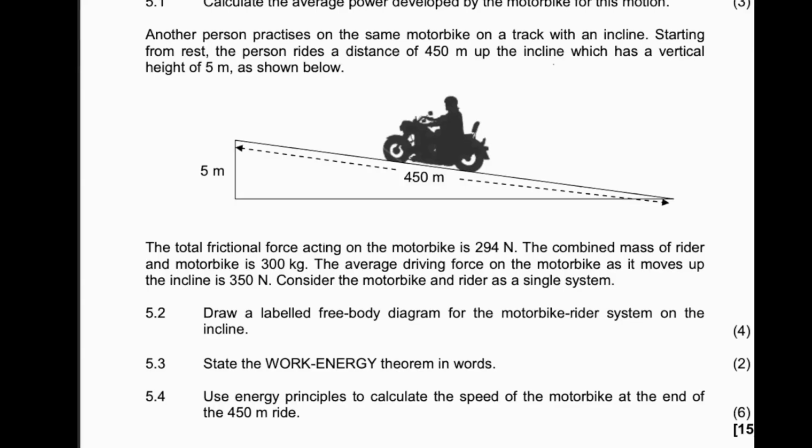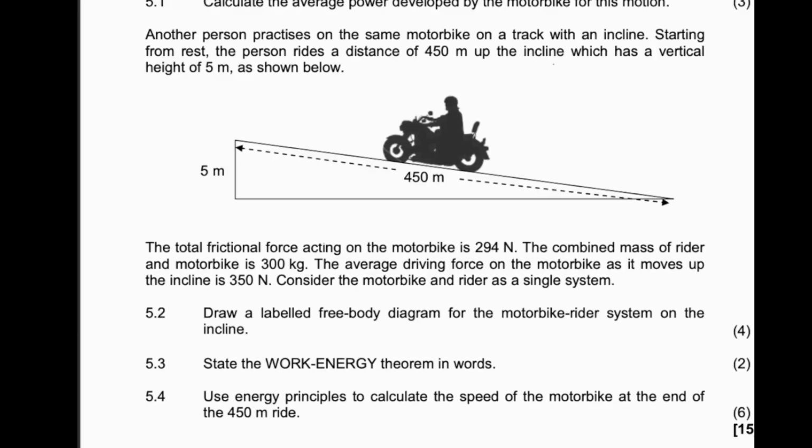Now, what you have just done, you've added theta to your diagram. Okay, a total frictional force acting on the motorbike is 294. The combined mass of the rider and the motorbike is 300 kgs. The average driving force on the motorbike as it moves up the incline is 350 newtons. Consider the motorbike and the rider as a single system. So you've got to consider their mass as one whole mass. That's pretty simple. Now, draw and label a free body diagram.